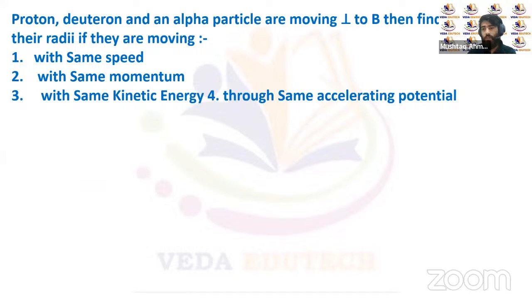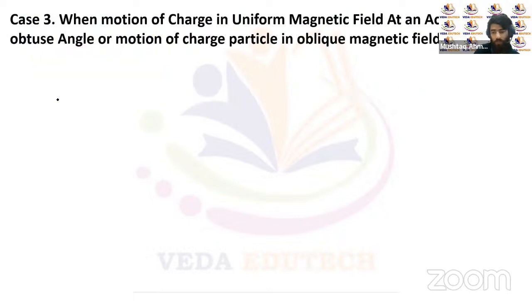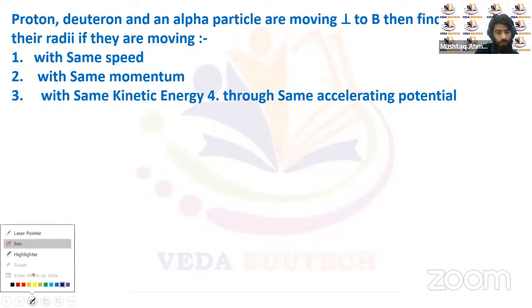So let's discuss this question here. You can see in this question we have three particles: one is a proton, another is a deuteron, and the third particle is an alpha particle, moving perpendicular to B. Then find the ratio of the radii if they are moving with the same speed, same momentum, same kinetic energy, and fourth, through the same accelerating potential. Let's see how we'll solve this question.